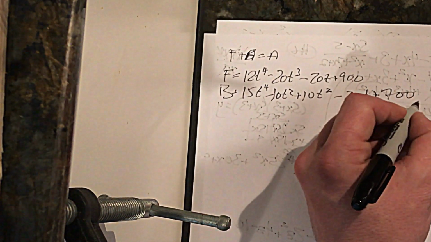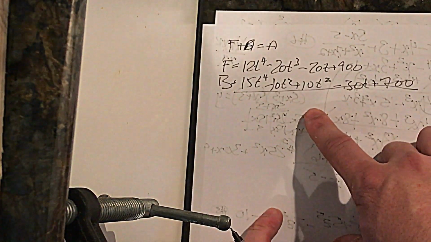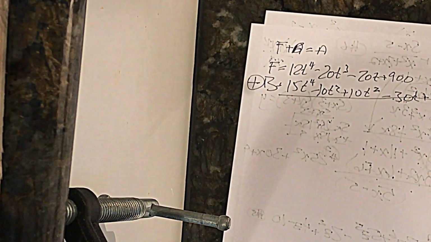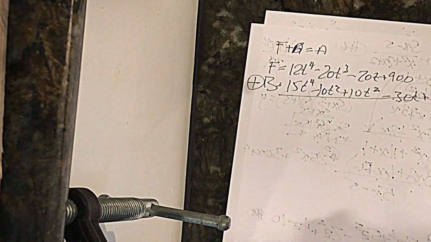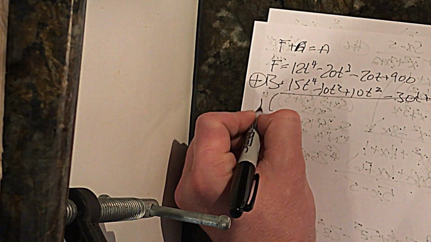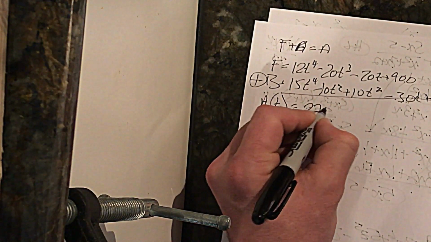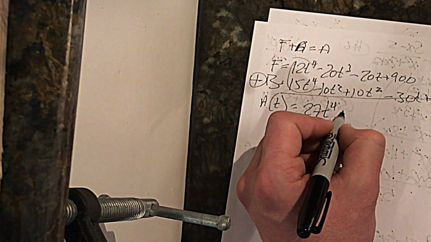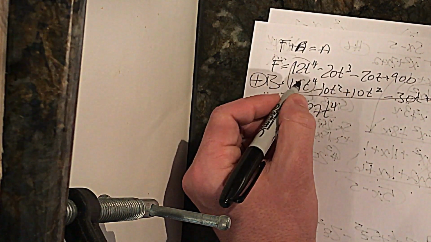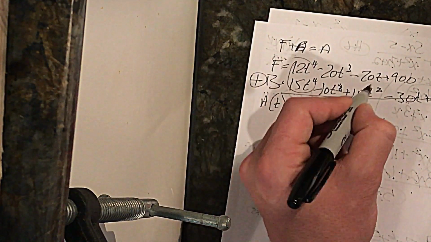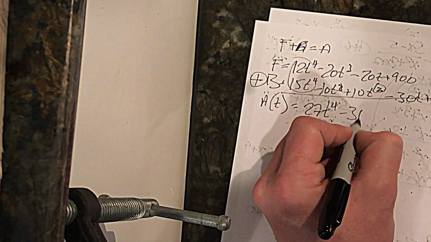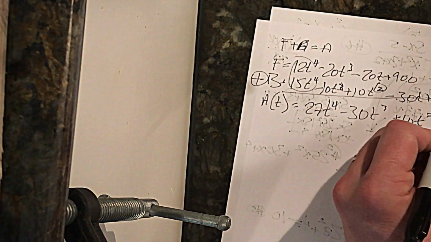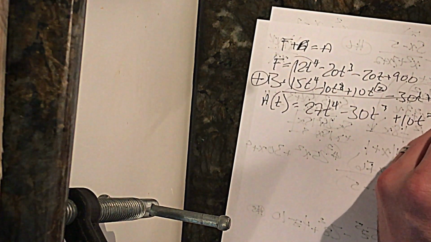Now let's go ahead and add F plus B. So all together now, this is going to give you A of t, which is 27t to the 4th. There's no match over here for your t squared variable, so be careful there. This is minus 30t cubed plus 10t squared minus 50t plus 1600.